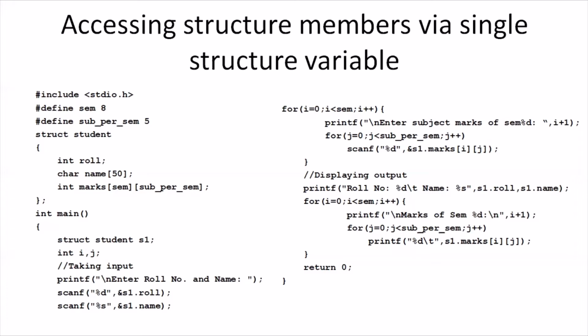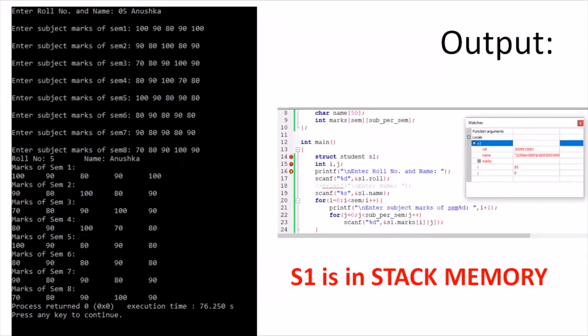The output of the given code will be as expected. However, the main aspect to note here is that the variable S1 is created in the stack memory. Also, the individual members, roll, name, and marks can be accessed very well inside the stack memory. This can be seen easily from the watches window of the Code::Blocks IDE.